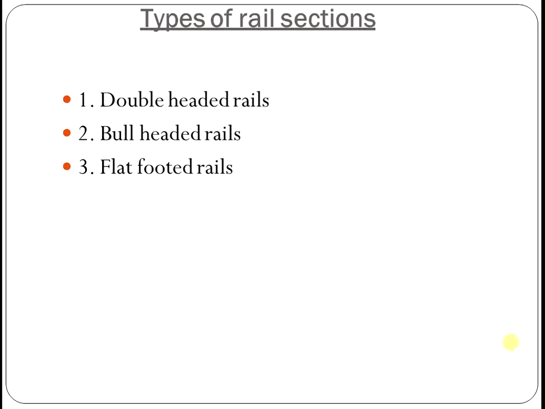Today we are going to see the types of rail section. We have already seen in the last lecture the definition of rails, functions of the rail and requirements of the ideal rails. Now today we will start the types of rail section. There are three main types of rail section: double headed rails, bull headed rails and flat footed rails.